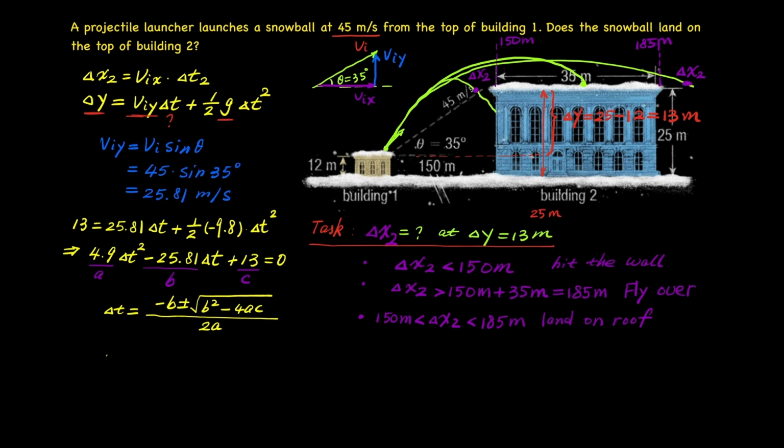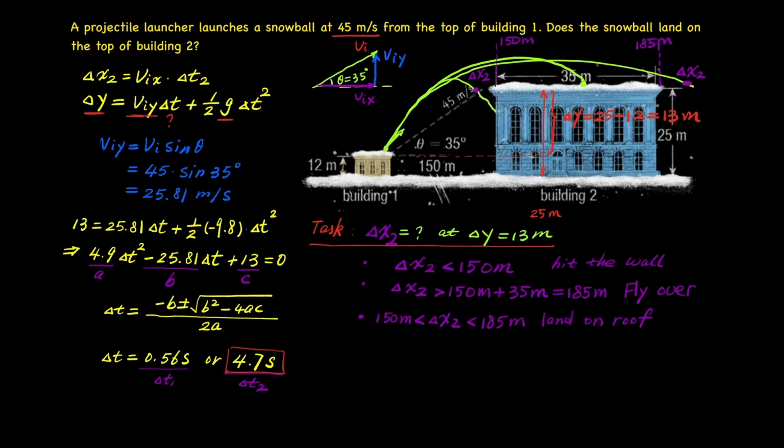When we plug them in, it gives us two possible values for delta t. One is 0.56 seconds, and the other is 4.7 seconds. So delta t1 is 0.56 seconds, and delta t2 is 4.7 seconds. We know it's not going to land on the roof when it's still on the way up. So we are only interested in that second moment, which is at the time of 4.7 seconds, when the snowball is descending towards the roof. Now that we have the time, we can finally use our horizontal formula to find out just how far this snowball travels during that 4.7 seconds of flight.